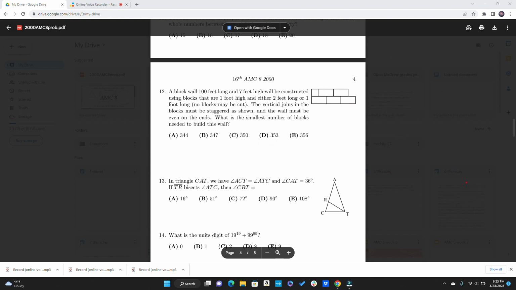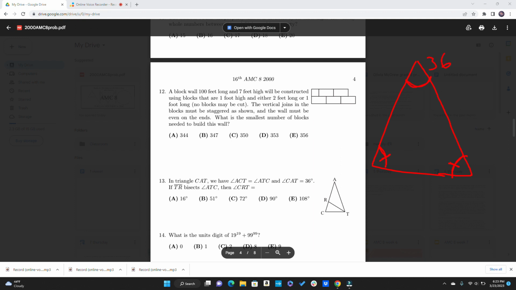I'm just going to draw it a little bigger just so we have more room. We know that ACT is the same as ATC. So that means this angle is the same as this angle. I'm just going to put a little line here so that they're the same. We also know that CAT is 36. So that top angle is 36.